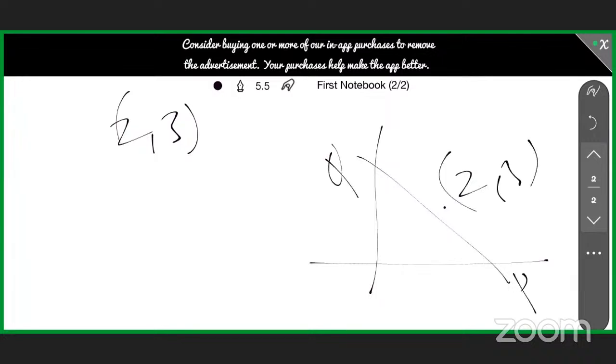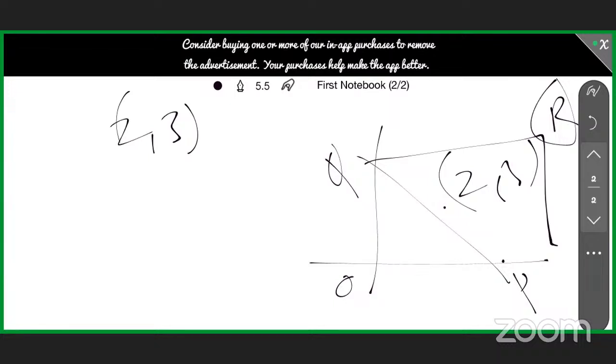I am drawing a diagram for your help. O is the origin. And there is a rectangle OPRQ. Now we have to find the locus of this rectangle. This was asked in JEE Mains 18.